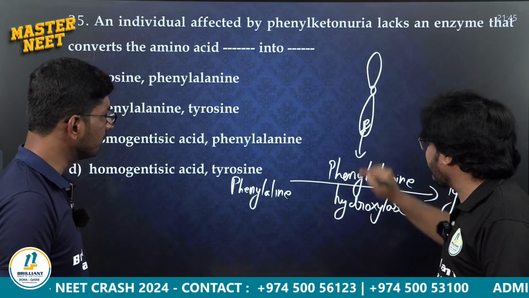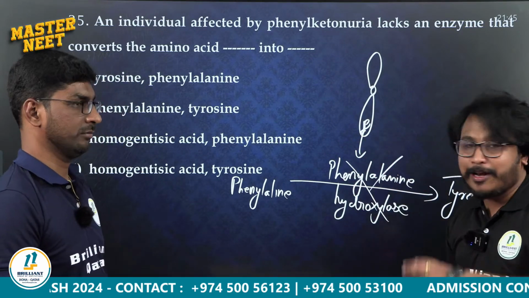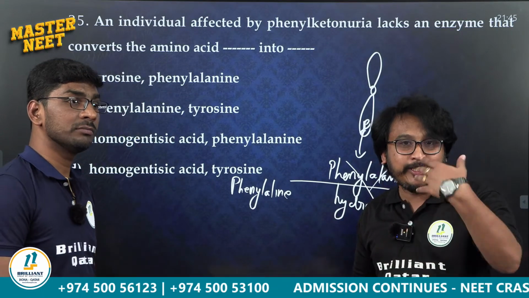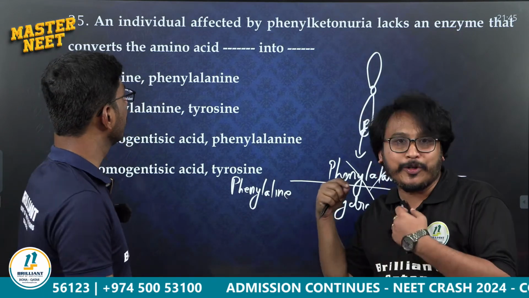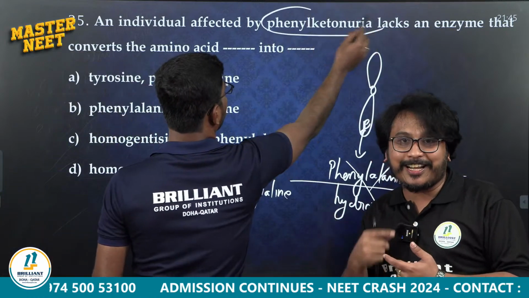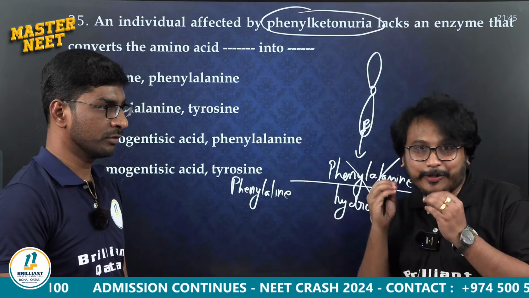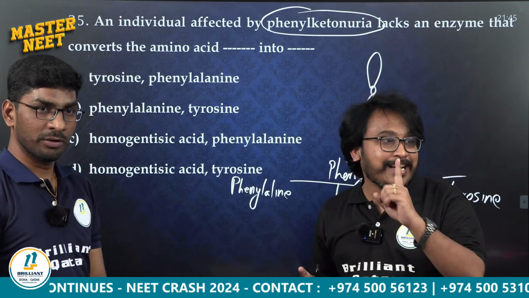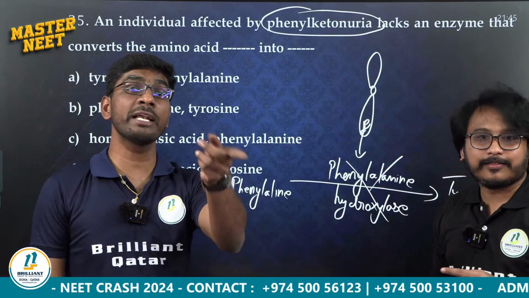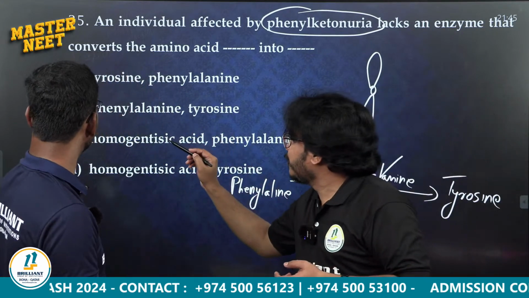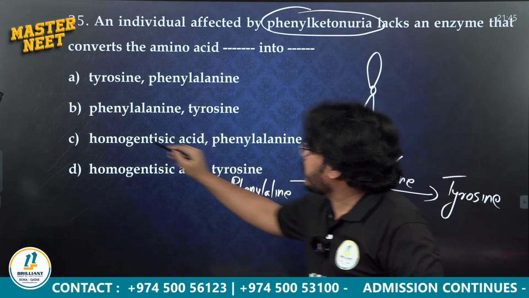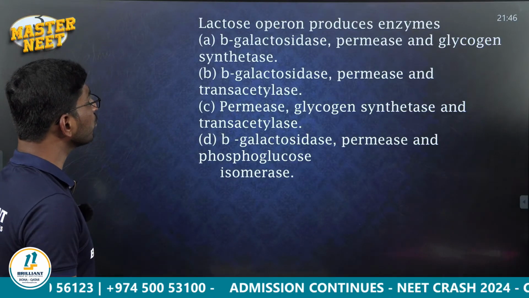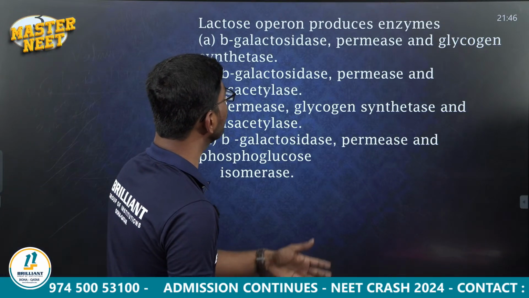So if small p comes, what happens? This enzyme will not be produced. Phenylalanine will start accumulating in the body, leading to multiple effects. In phenylketonuria there is mental retardation, and you should understand it's an example of pleiotropy, multiple effects by a single gene. One mutant gene can give many effects, keep in mind. So it is phenylketonuria, phenylalanine and tyrosine. That's all, the answer is right. Look at the next question. Lactose operon induced enzymes.